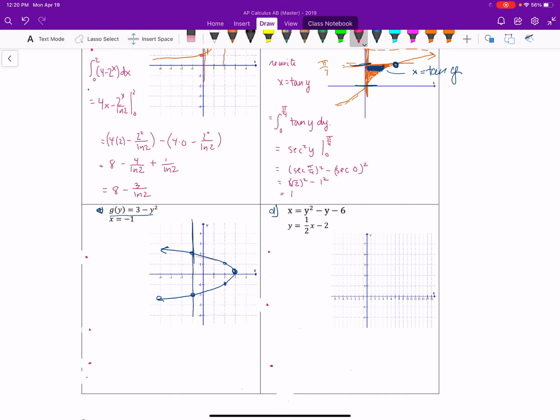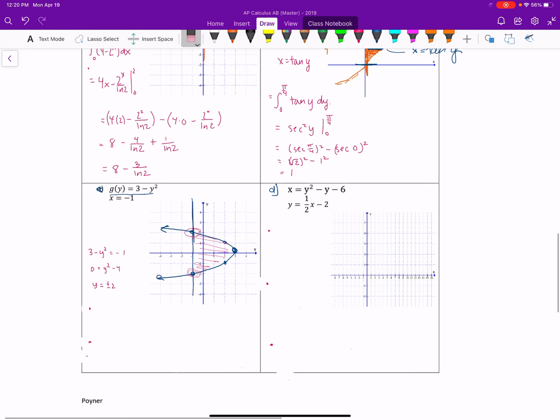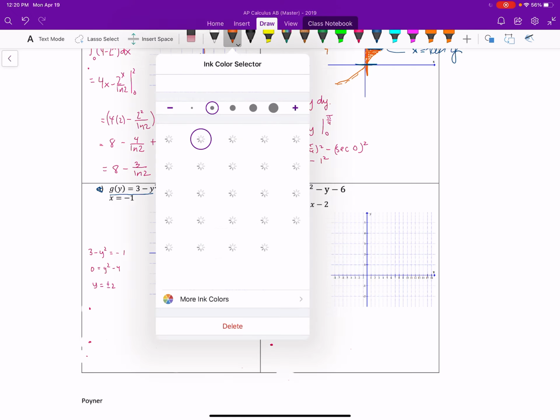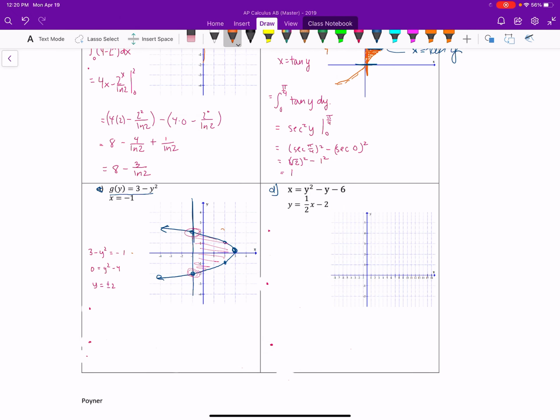So bounded by that. For me to be able to do that, I need to find the boundaries here and here. So I set the two functions equal to each other and solve. You can even see it from the picture, but it's from -2 to 2. So that means I'm integrating. Upper is g of y, and lower is -1.